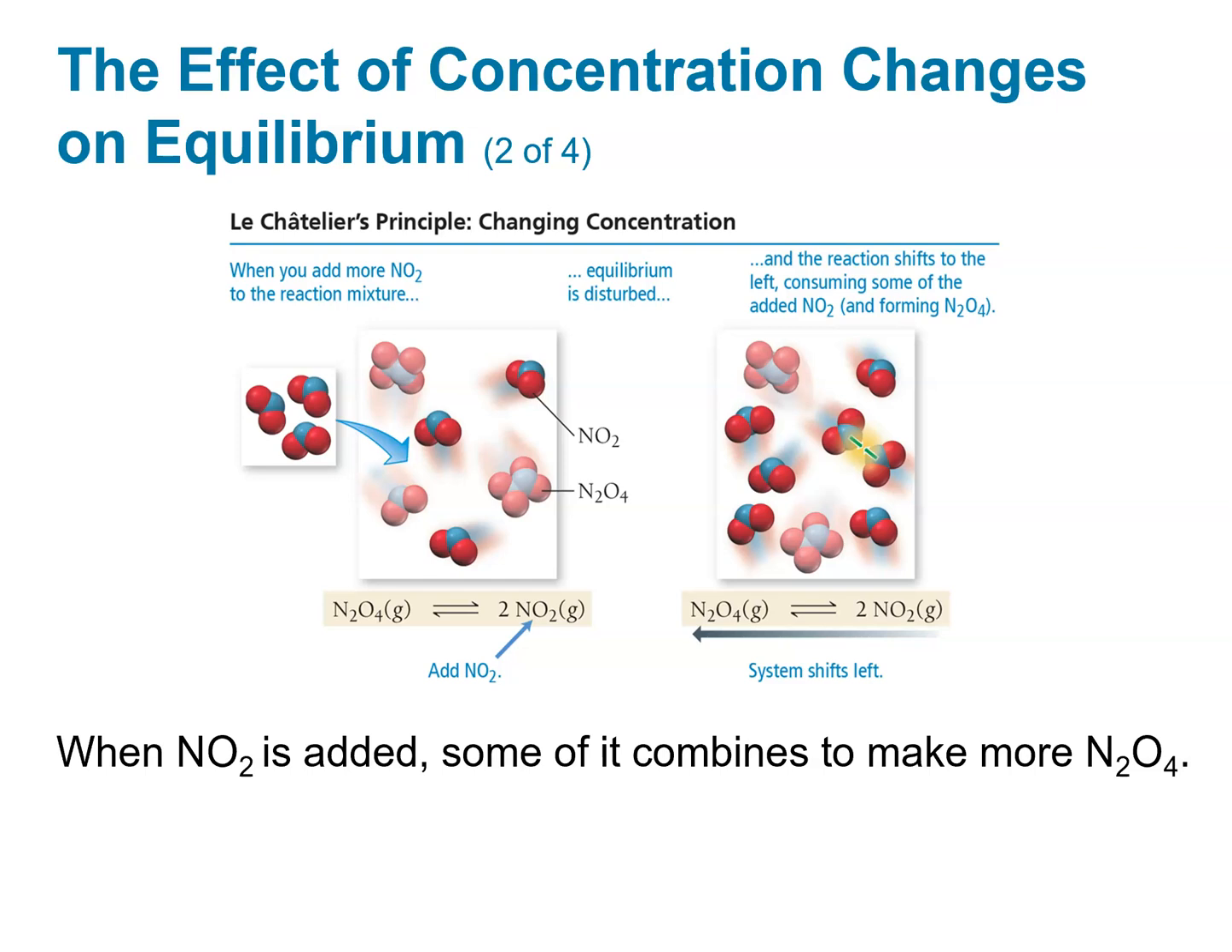So in this case, we have one equivalent of N2O4 gas in equilibrium, forming two equivalents of NO2 gas. So what happens if we add NO2 to this? Well, in this case, because we've added NO2, we have too much of it. We need to push back towards the reactants.